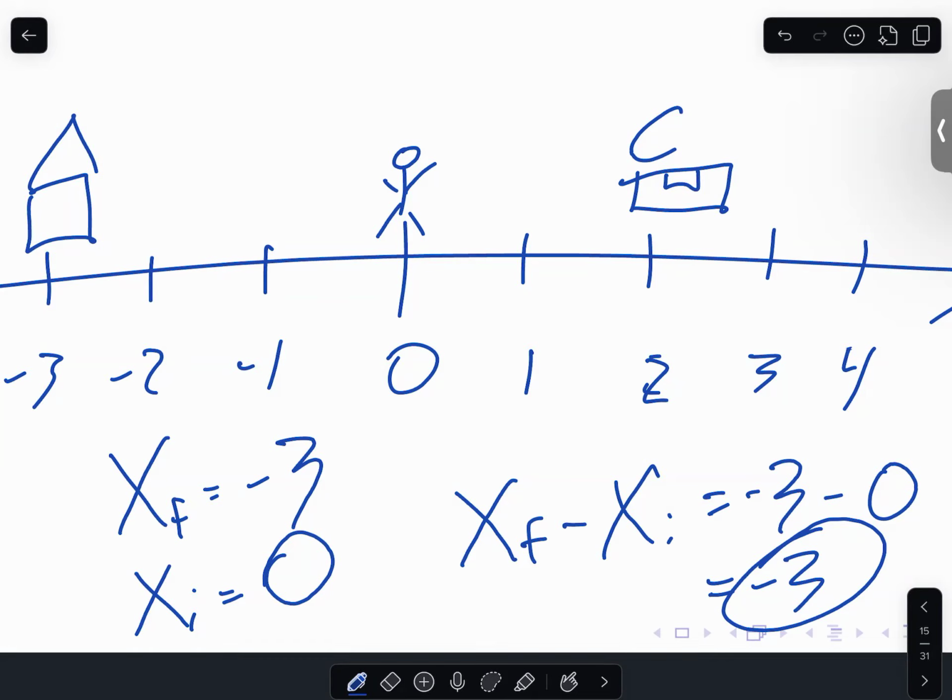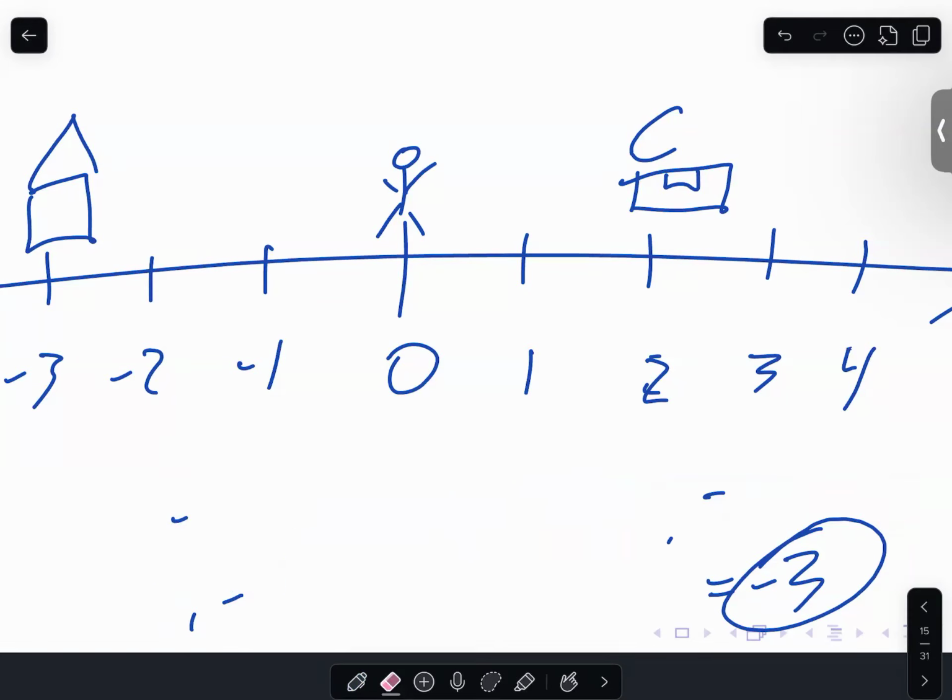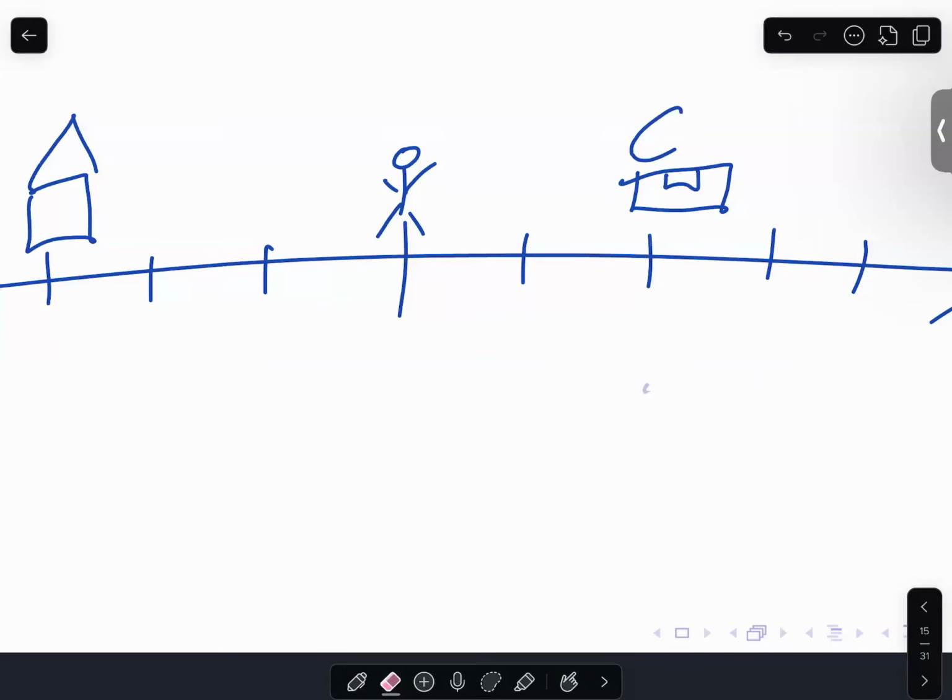What if the origin is located somewhere else? What if I said the origin is at the cinema? Google Form C: what's her initial position?